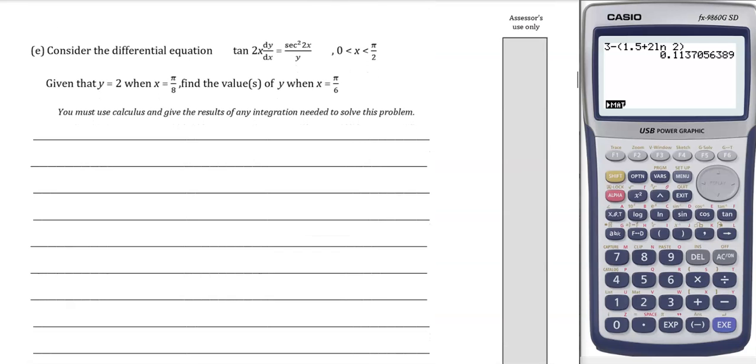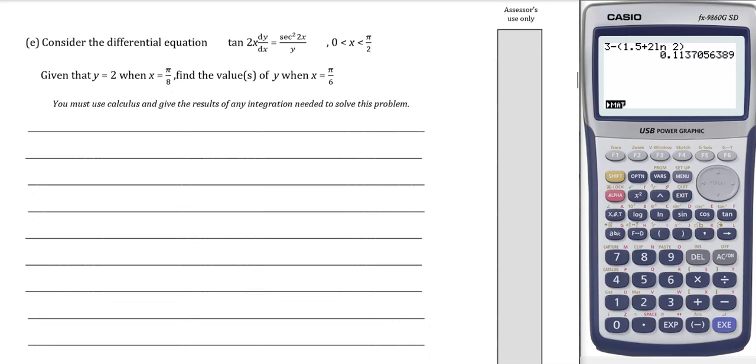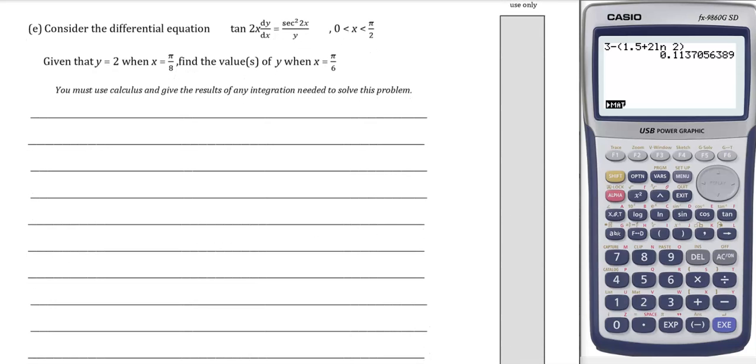Okay, now for the excellence question. We've got this differential equation and some information about it. First thing we need to do is separate the variables. So we need all the y things on the left, so I'm going to bring up the y that's on the right over to the left hand side by multiplying by y. I'm going to leave the dy there.